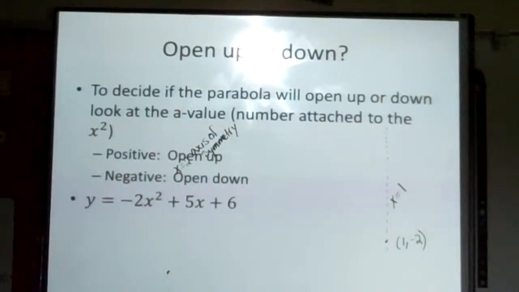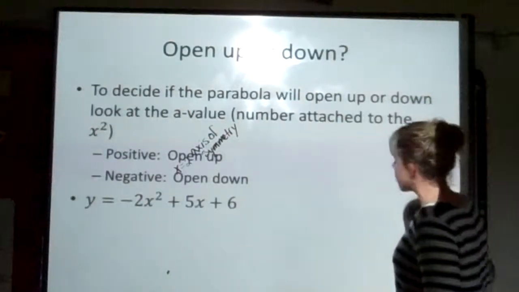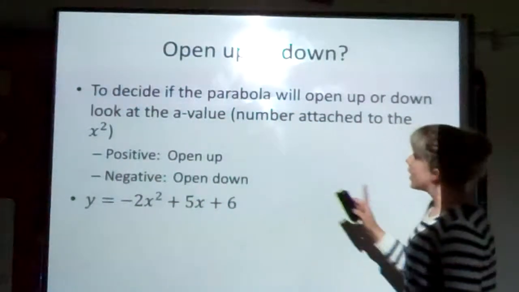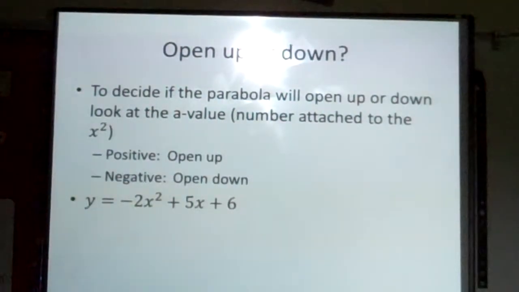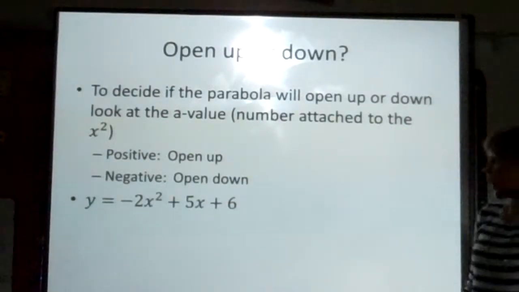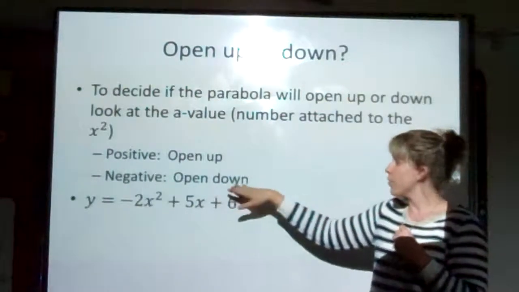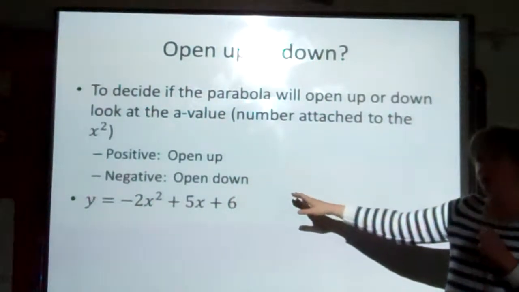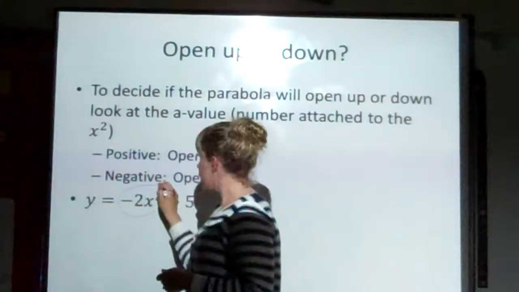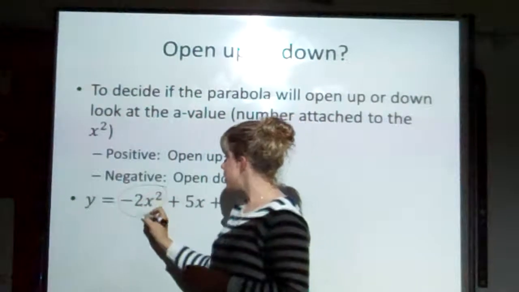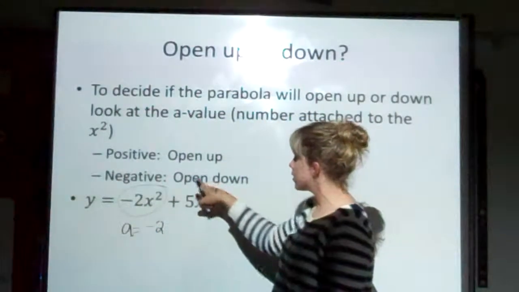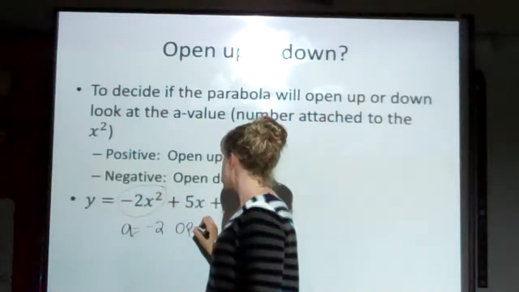Now, the next thing that we're going to want to do is decide if the parabola is going to open up or down based on the equation. To make that decision, you're going to look at the a value when you're looking at the equation. When I say a value, I mean it's the number attached to the x squared. If that number is positive, then it will open up. If that number is negative, then the parabola will open down. In this case, the number attached to the x squared right here is -2. So since the a value is -2, we would go over here and say, look, it's negative, that means it's opening down.